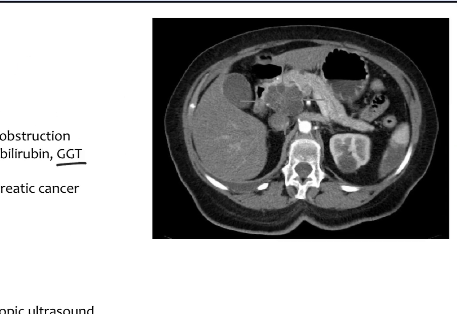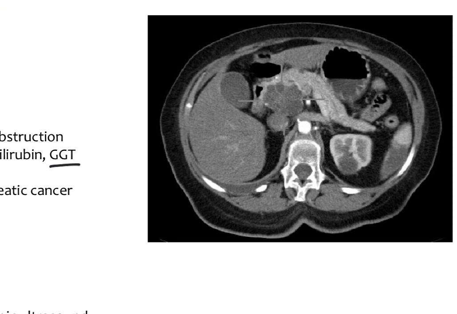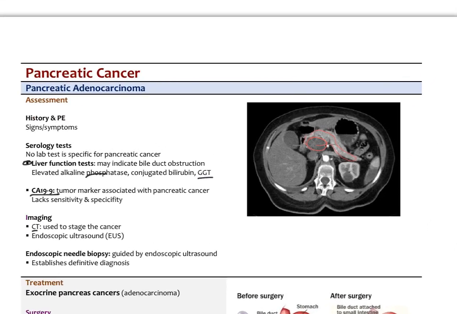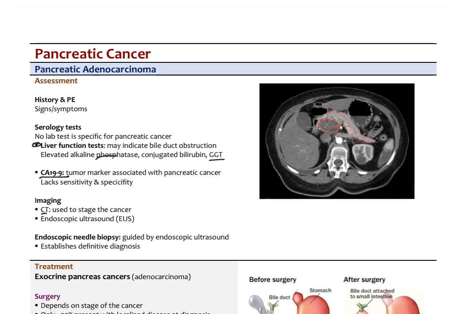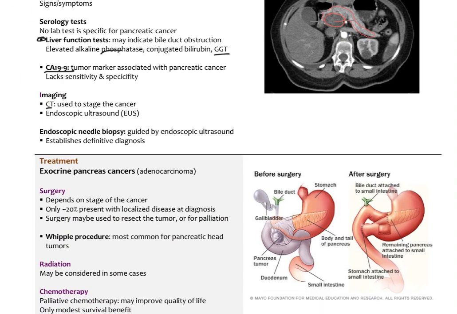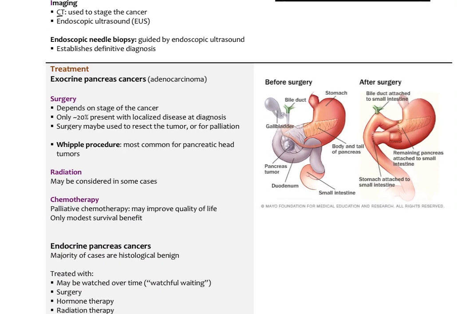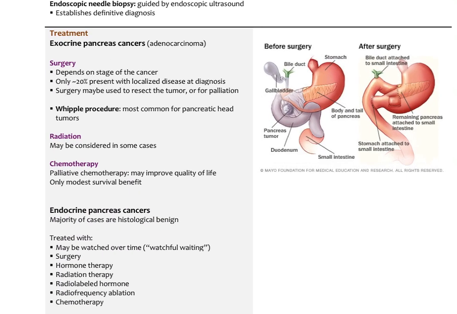So in this picture, here's a CT. We can kind of see, I'll do it in red here. Here's the pancreas. This is the head of the pancreas, and notice the very large tumor growing right here. So that would be probably a classic appearance of an adenocarcinoma. There is also an endoscopic needle biopsy, and that would be guided by the endoscopic ultrasound, and that would establish the diagnosis definitively. So the treatment for the adenocarcinoma would be, again, largely palliative by the time they're diagnosed.